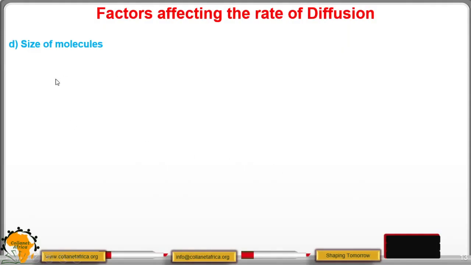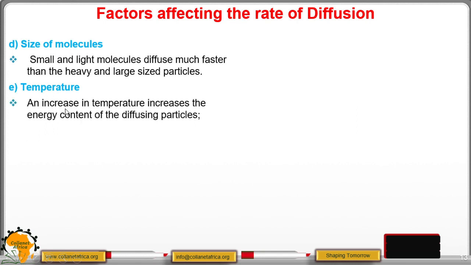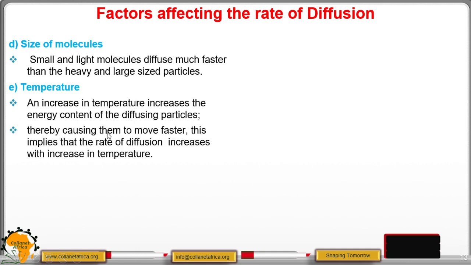The other one is the size of molecules. Small and light molecules diffuse faster, or move faster, than heavy and large-sized particles, just as you expect a hare to run faster compared to the elephant, which is large and heavy. Then temperature is another factor. When there is an increase in temperature, the energy content of the diffusing particles increases, thereby they move faster. That means the rate of diffusion increases with an increase in temperature.